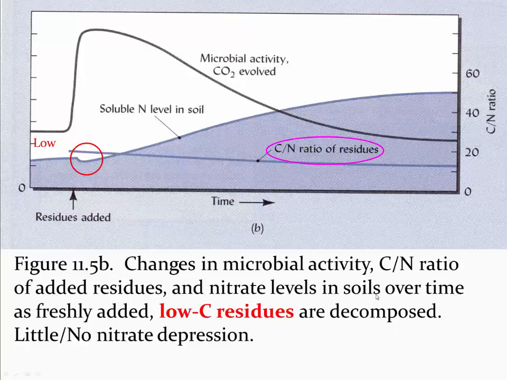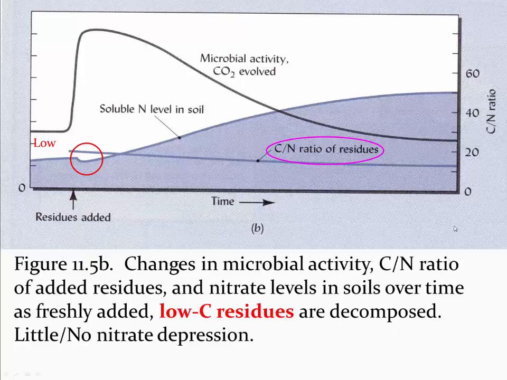So this is actually probably a better type of residue to add, something that's already low in carbon, if you're worried about nitrate depression. The concern of adding low carbon residues is you have to be careful not to add too much, or you have to adjust your fertilizer rate, because you can see how much is added to the soil, and if more is added than can be taken up, then it's going to end up in the groundwater.